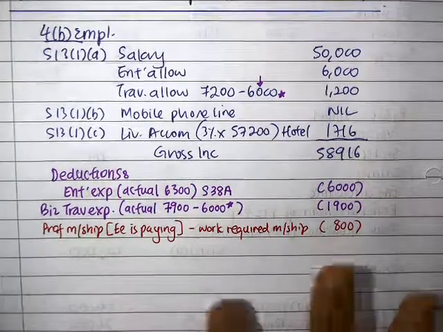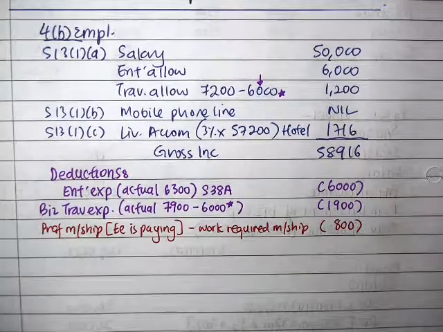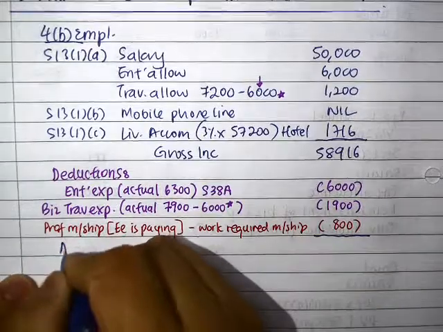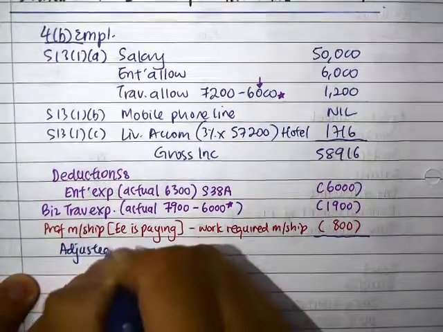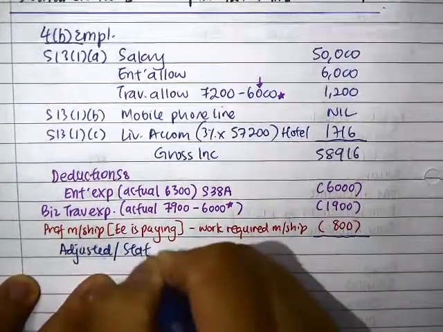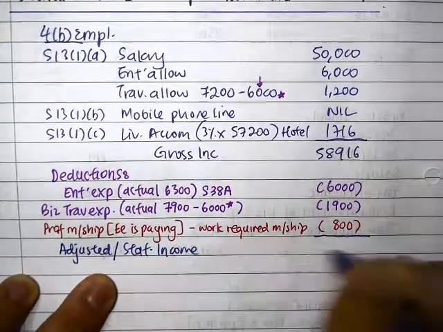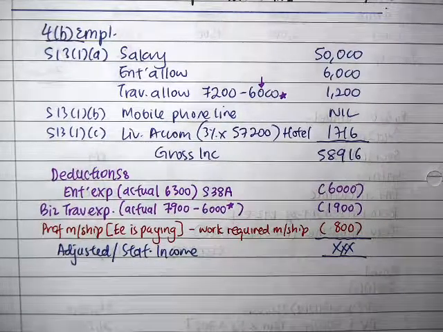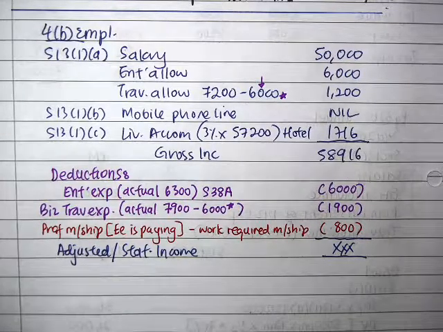Now, these are the main things that we see as deduction. So after you claim all these deductions, then you will have your adjusted income. Now, there will be no CA for employment. So that is my statutory income. Okay? Now, we're going to see a long question that summarizes everything about employment.